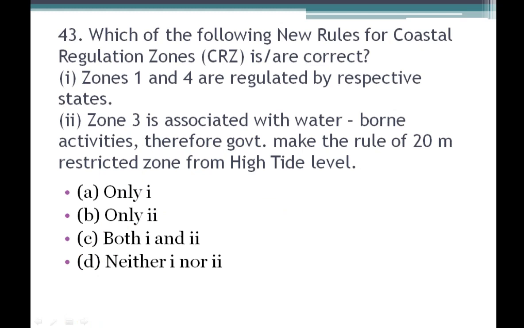Question number 43. Which of the following new rules for coastal regulation zones is or are correct? Number 1. Zones 1 and 4 are regulated by respective states. Number 2. Zone 3 is associated with waterborne activities, therefore the government made the rule of a 20-meter restricted zone from the high tide level. So the correct answer is option D, neither 1 nor 2.